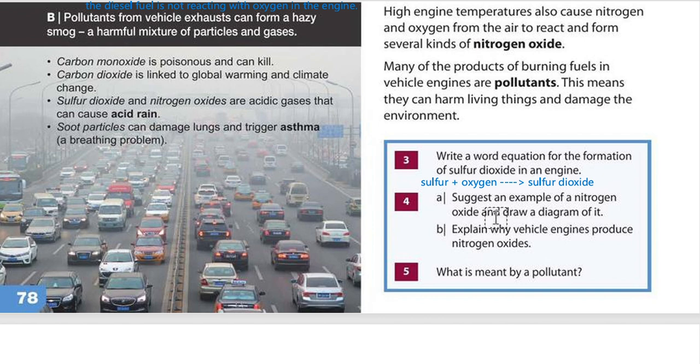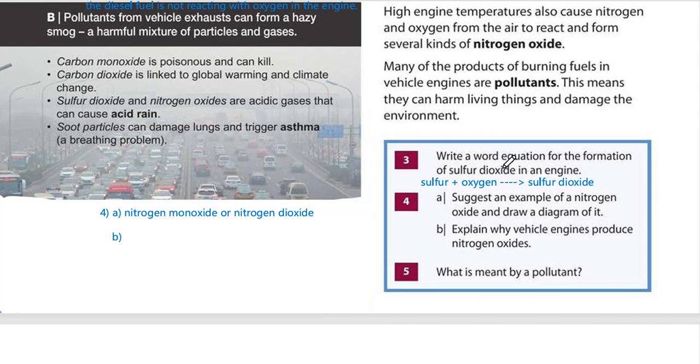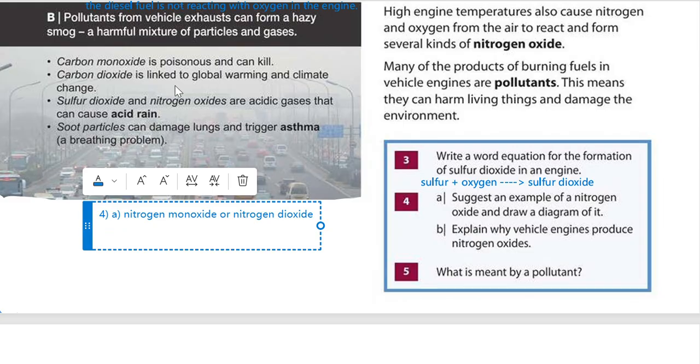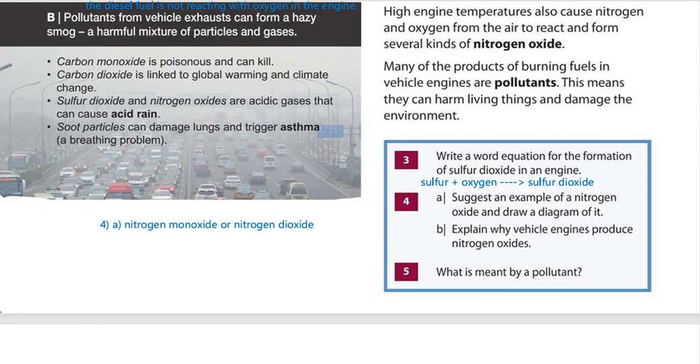Suggest an example of a nitrogen oxide and draw a diagram of it. What are the types of nitrogen oxides that we know? How do you do it? What are the examples you can give? You can say nitrogen monoxide, nitrogen dioxide. These are two examples of nitrogen oxides. So how is nitrogen monoxide formed? You have to draw a diagram and show.